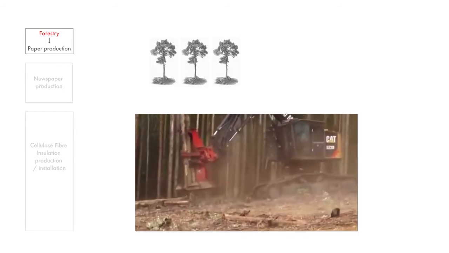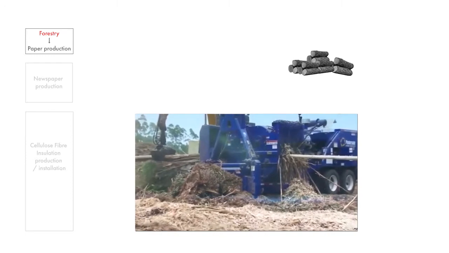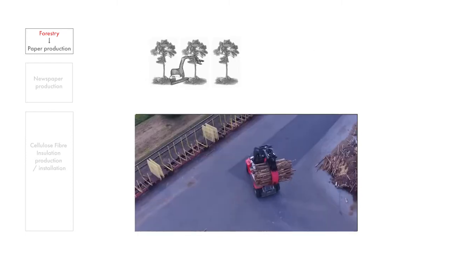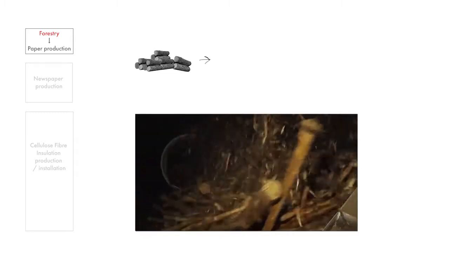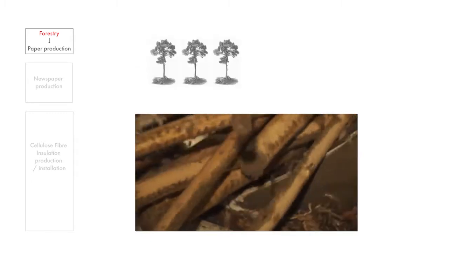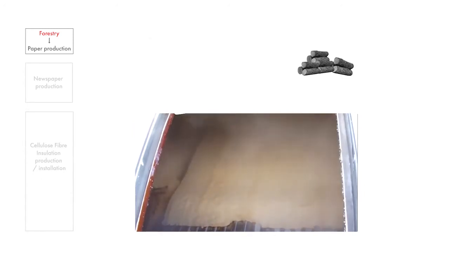General paper production starts from forestry. Trees are cut down and trimmed in order to easily process the material. After the timbers are carried into the production factory, they will be cut down again into smaller fragments to convert fibrous raw materials to pulp.